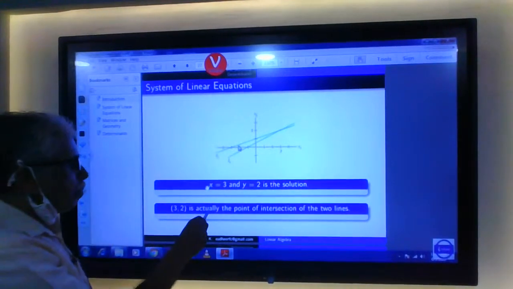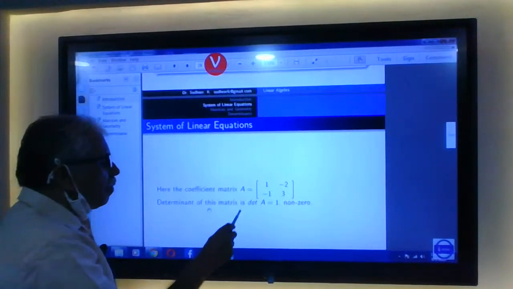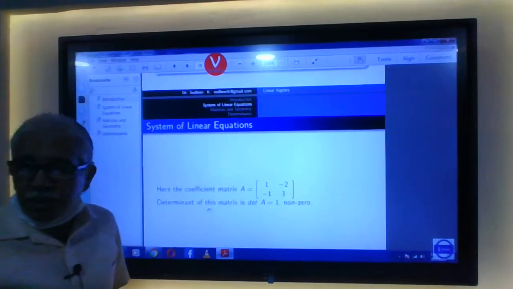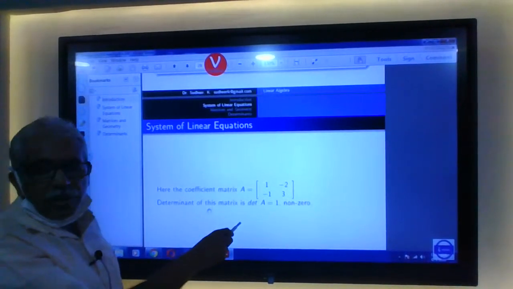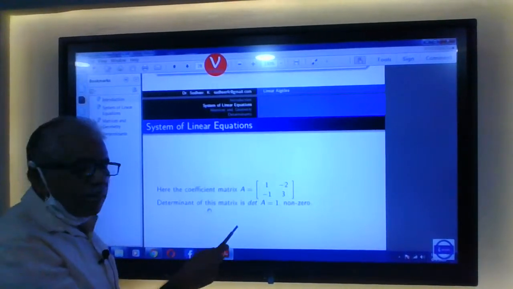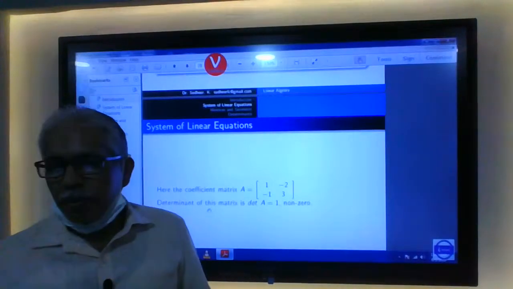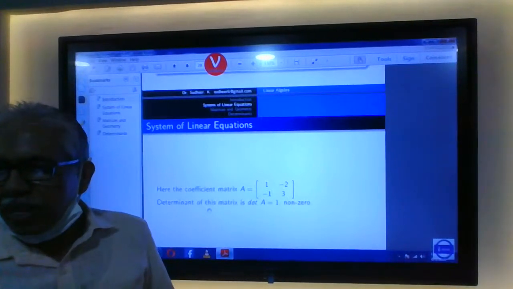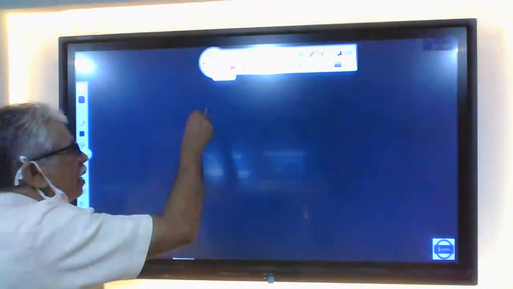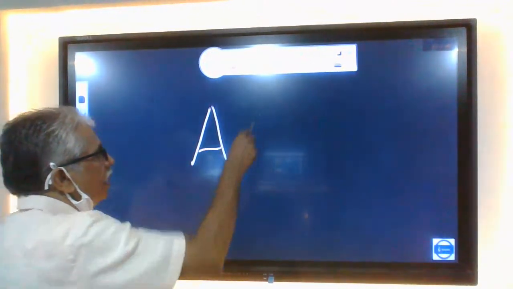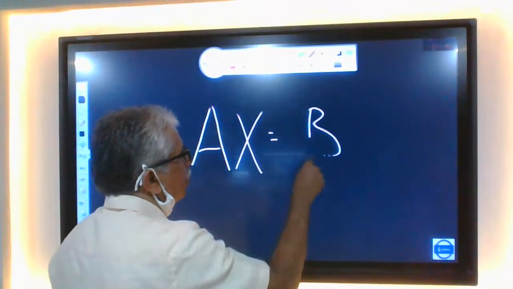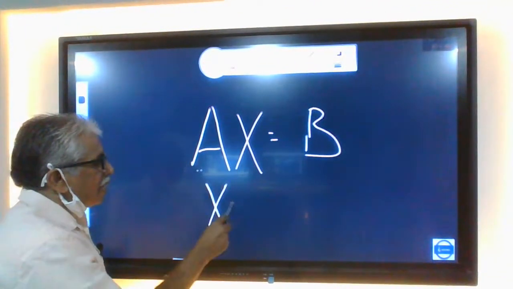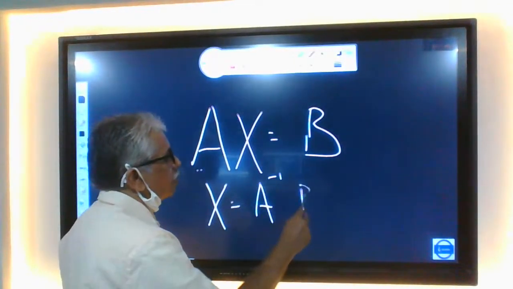Again, look at the equation and coefficients. The coefficient matrix is 1, minus 2, 1, 3, and that has a non-zero determinant. Because the determinant is not equal to 0, you say the matrix is non-singular. Non-singular matrices have an inverse. So if you write a matrix equation Ax equal to B, and A has an inverse, what is x? x equal to A inverse B.